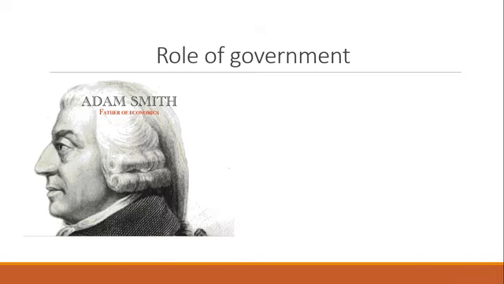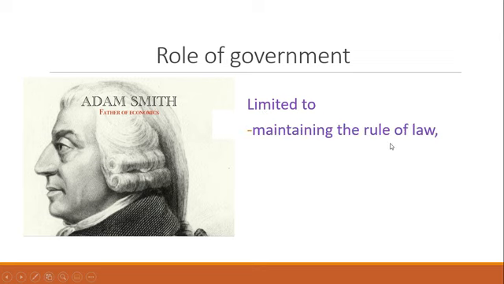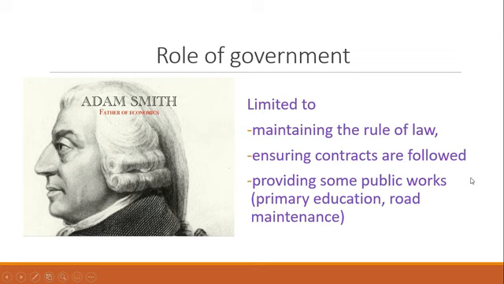So what's the role of government in society? Adam Smith believes in a limited government. Let the people have freedoms and do not limit their freedoms, according to Adam Smith. So the government is limited to maintaining the rule of law, ensuring contracts are followed, and providing some public works, such as primary or elementary school, and road maintenance.